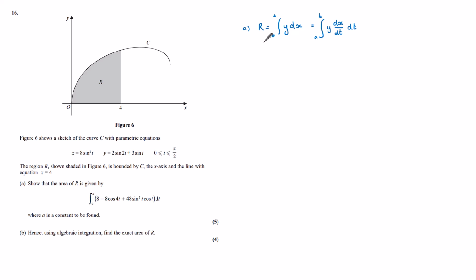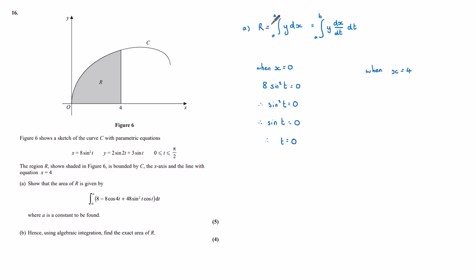Well, our first one was between the x values of 0 and 4. So when x is 0, I can put this into my equation for x, and so 8 sine squared t is equal to 0, which means sine t is 0, and so t is 0. So a there would be 0, which is good, that's what I want anyway.